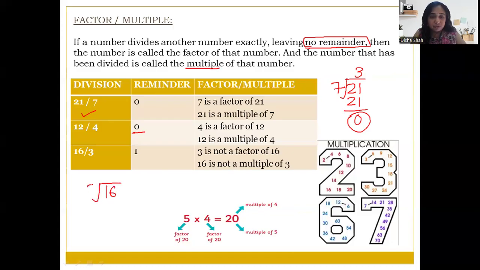Next is 16 divided by 3. If I do this, then we know that 3 5s are 15. So there is a remainder. So 16 is not completely divisible by 3 because there is a remainder 1. And hence we can say that 3 is not the factor of 16 and 16 is not the multiple of 3. Perfect. I hope you have understood what a factor is and what a multiple is.